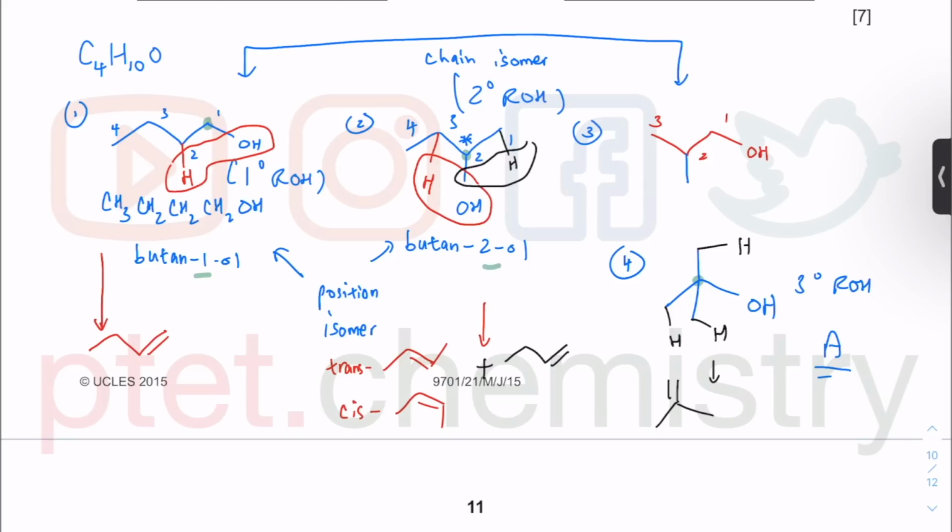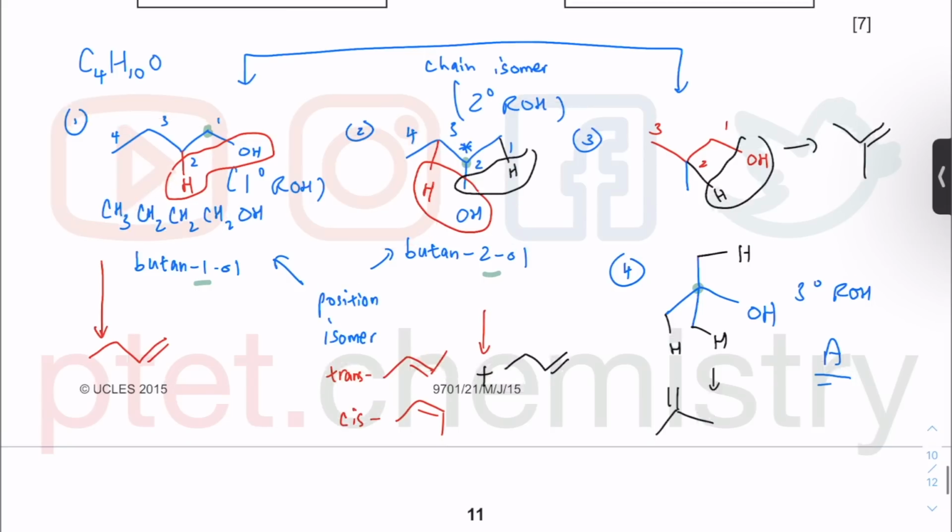And how about this one? This one is also going to give you just one product because on the next carbon to the carbon with the OH, there's only one hydrogen. So it's just going to give you one alkene product like that. And that product is the same as that. Doesn't matter.